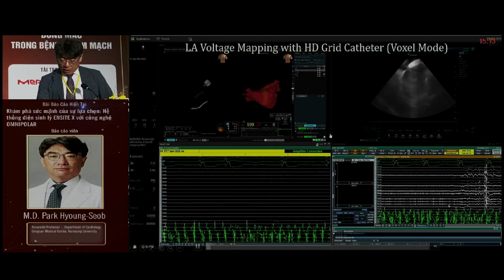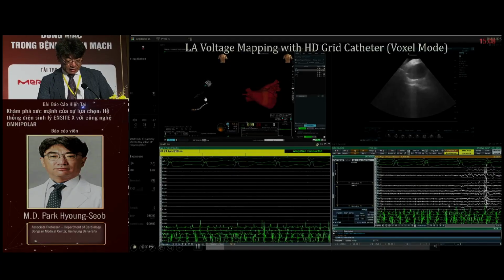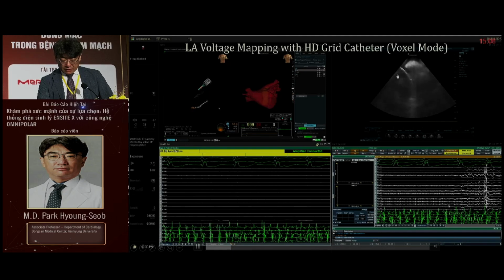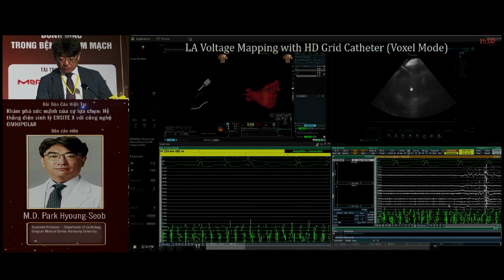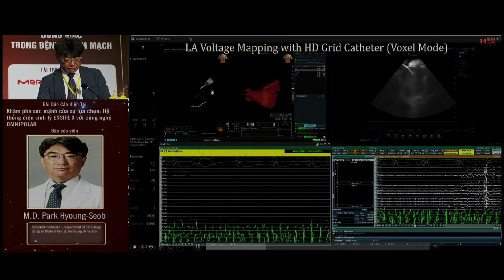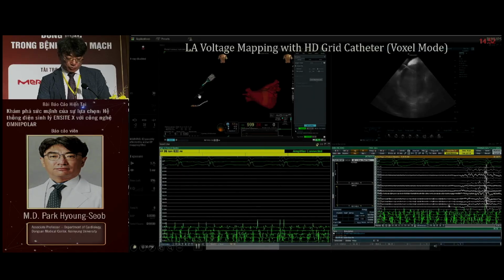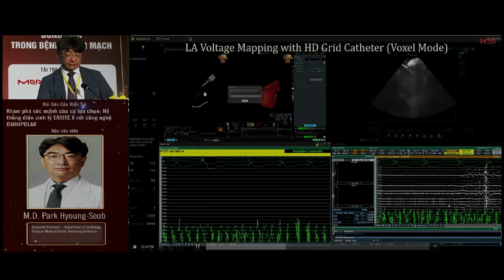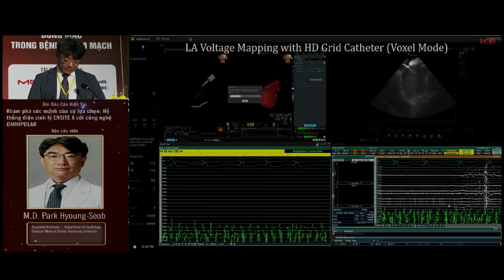This is how I map the left atrial voltage map with the HD Grid catheter. This is ICE mode, and this is a view of the ICE images. This is the HD Grid catheter. I insert the HD Grid catheter into the left atrium. These dots are the voxel field. You have to create this kind of voxel field to get precise anatomy or mapping.